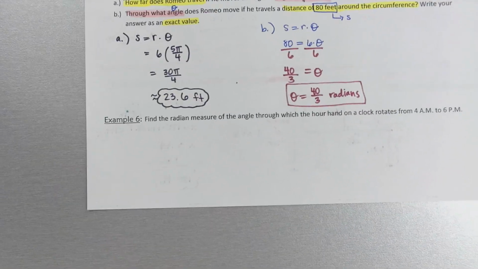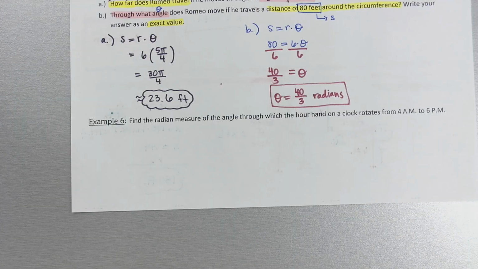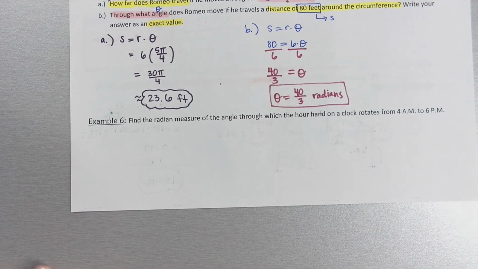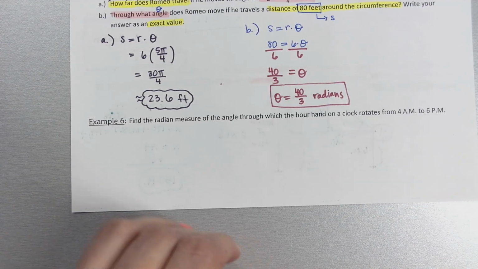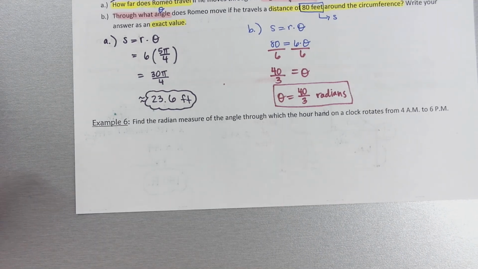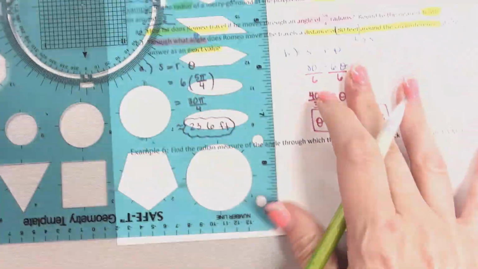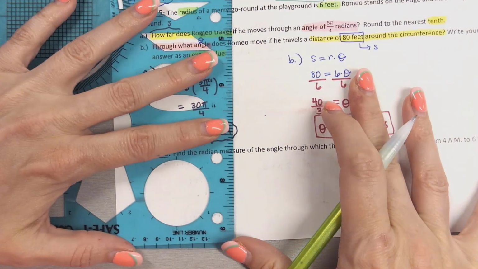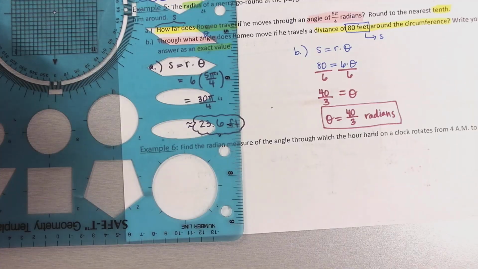Okay. The last application for the arc length is going to have to deal with a clock, okay, that has the hour hand and the minute hand. So with your clock, let's first draw a picture of one. Okay, and the clock always starts with what?